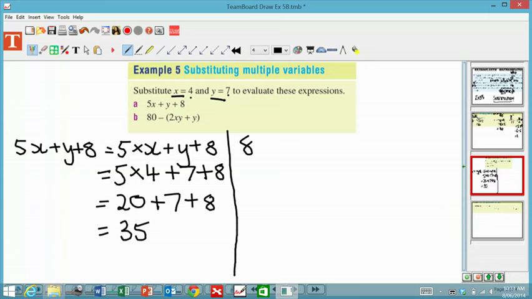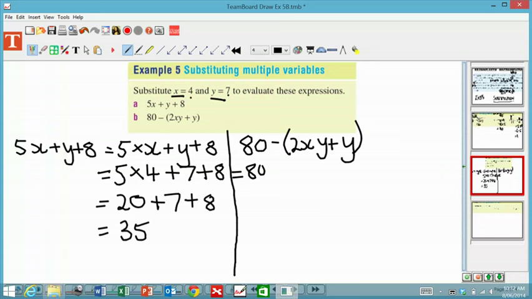Next question, we've got 80 minus 2xy plus y. Now we can't add these together, and we'll get into that in the next video maybe, about like terms. You can't add this y because this y is actually attached to your 2 and your x. But we go through the same process. Now I'm going to have to do this underneath because I'm not going to have enough room there.